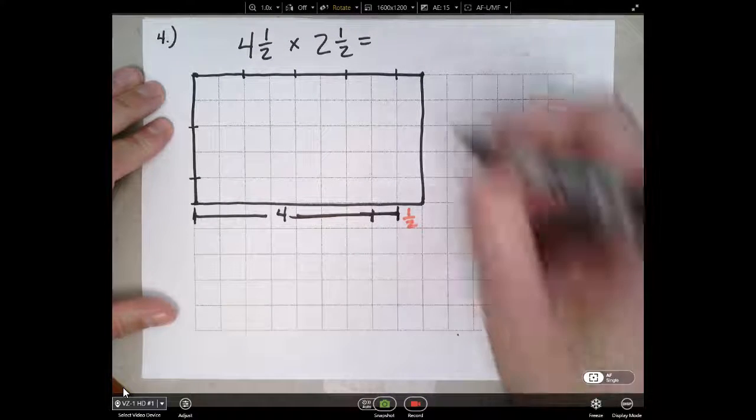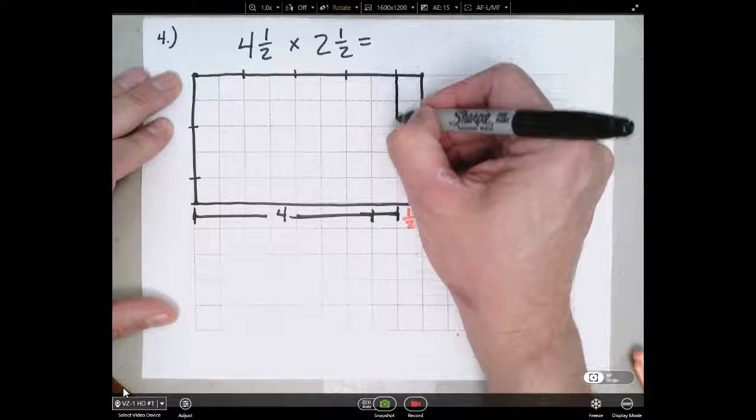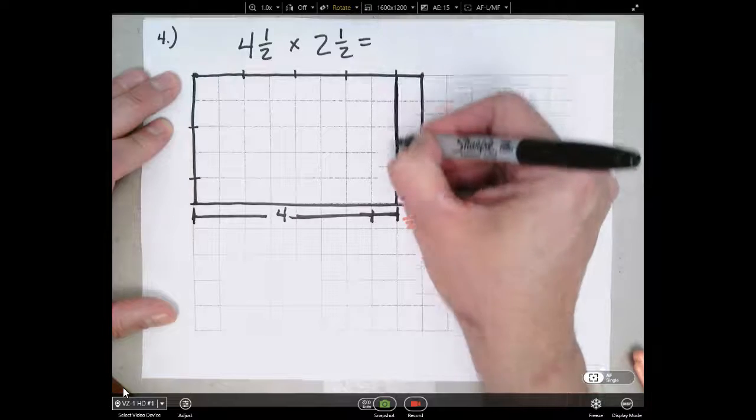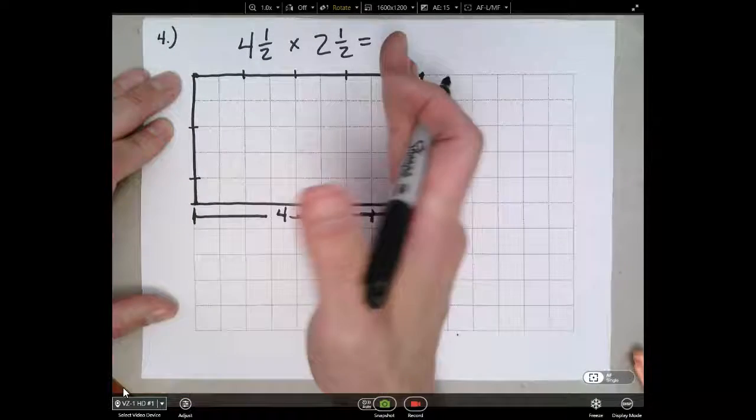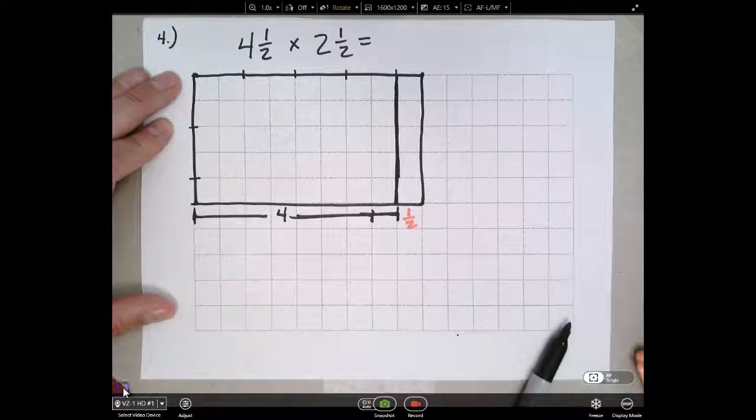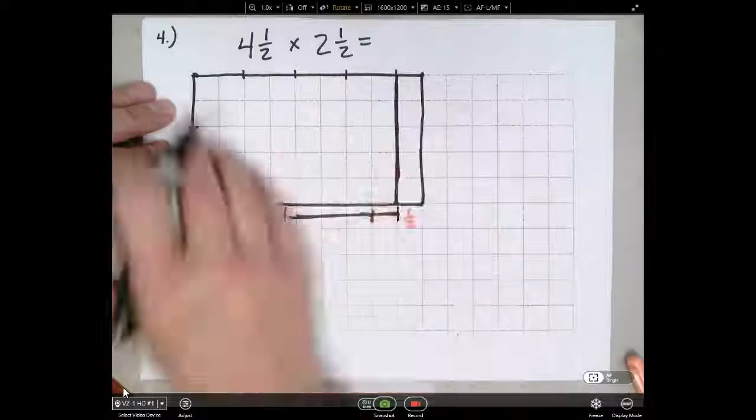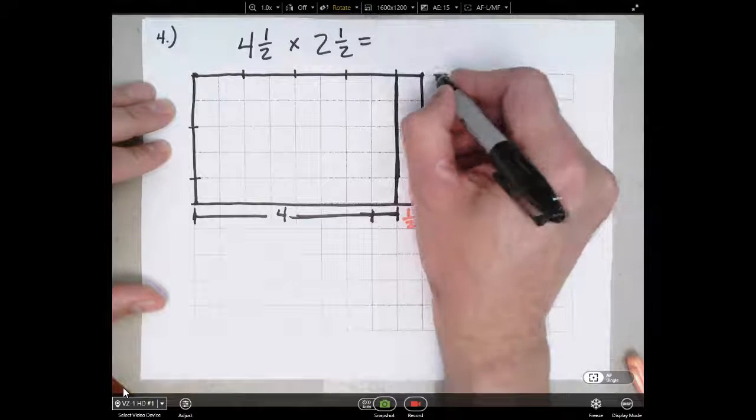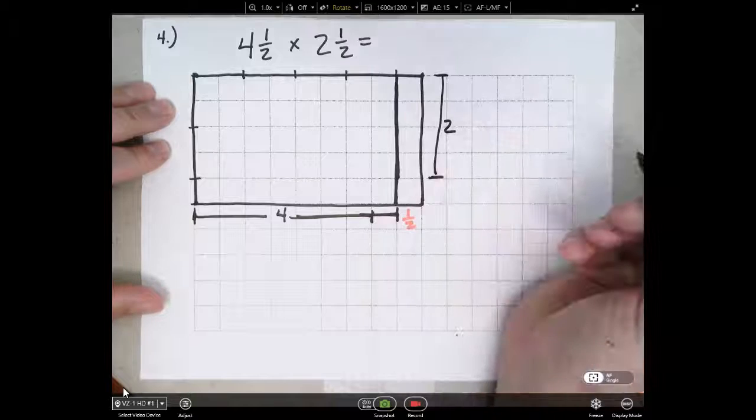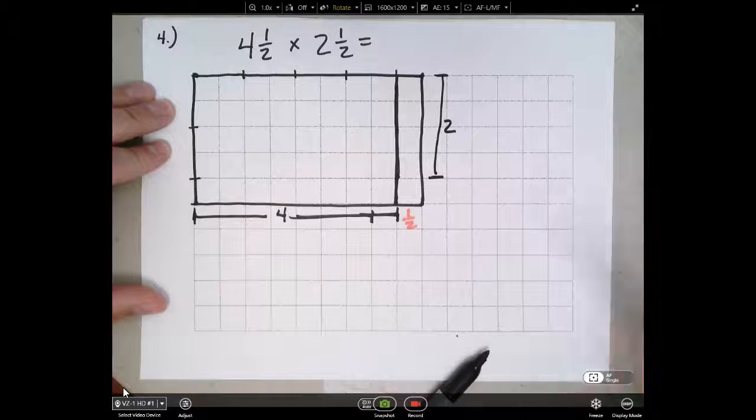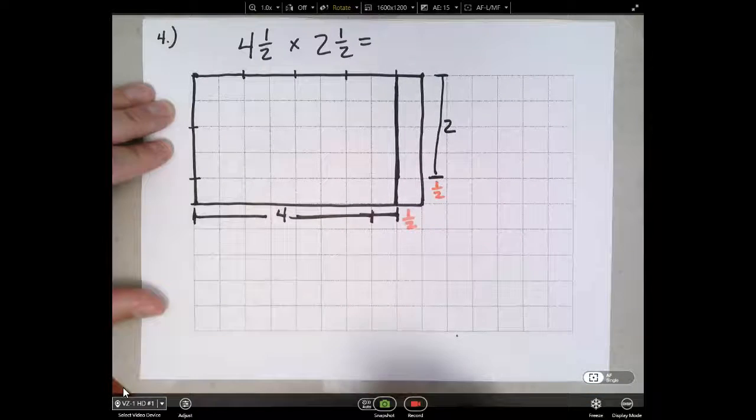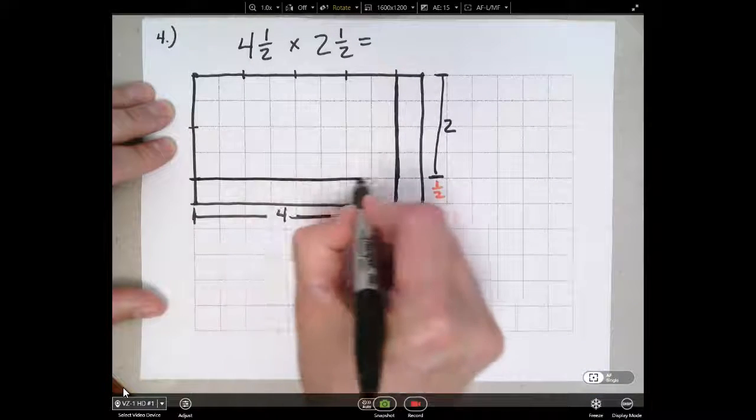Okay, so as I draw a line here, I'll go all the way down. Okay, so this represents 4 across. Okay, and this represents the 1/2. And I'm going to do the same thing going the other way. So now from here to here, I have my 2, and underneath it, I have my 1/2. So let's create that box.